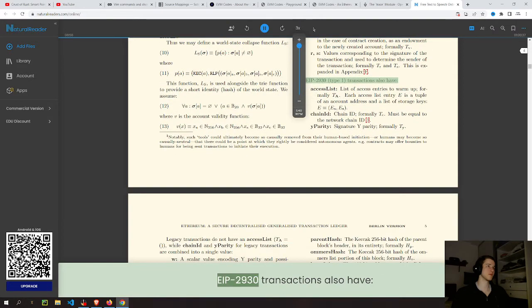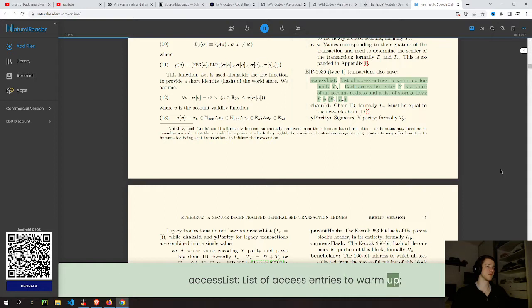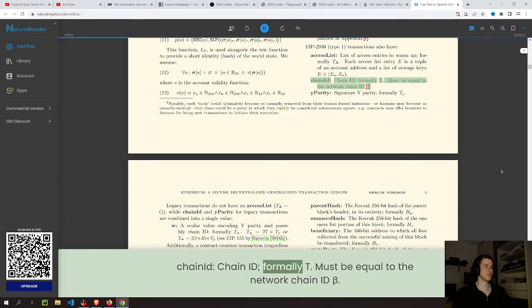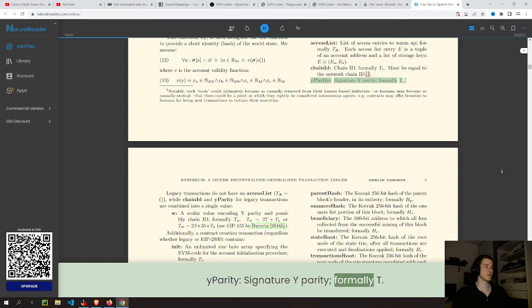EIP-2930 transactions also have an access list, a list of access entries to warm up, formally T_A. Each access list entry E is a tuple of an account address and a list of storage keys, E_s. Chain ID, formally T_c, must be equal to the network chain ID beta. Y parity, the signature Y parity, formally T_y.